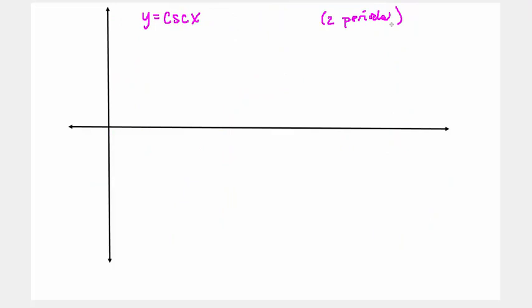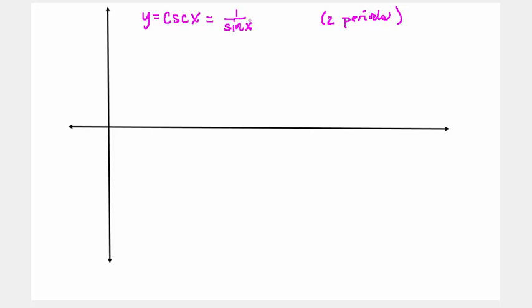Let's now take a look at the graph for the function, the parent function y equals cosecant of x, and we'll do 2 periods here as well. You'll start to notice a lot of similarities between this and secant. So, of course, let's start by defining exactly what cosecant means. You might recall cosecant is 1 over the sine of x.